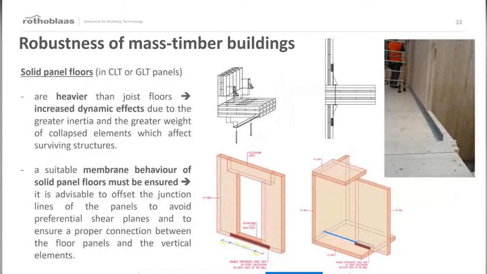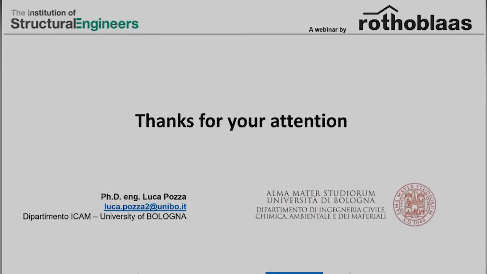So again, the floor, when realized using solid panels such as CLT, has to be correctly designed, ensuring an adequate connection between the elements, ensuring an adequate connection between the wall panel and the floor, and, for example, using a continuous angle profile as a bracket that allows connecting the wall to the floor, but also works as ties. With these last details, I conclude my presentation, and I would like to thank you for your attention.